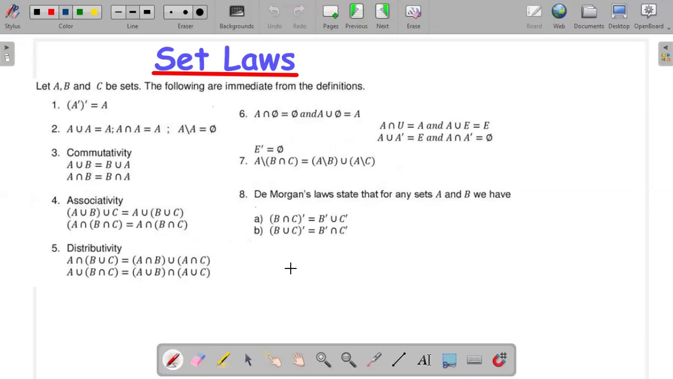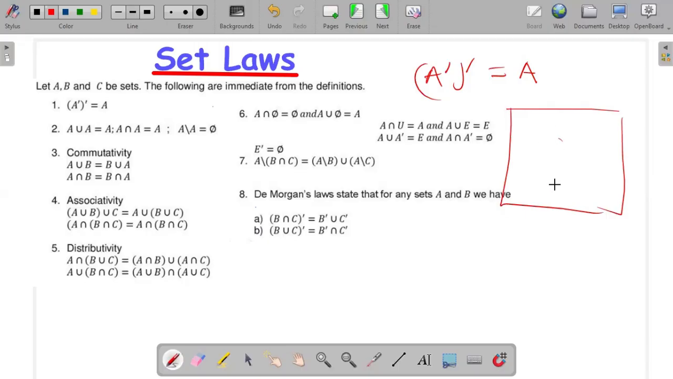So now we want to explain some set laws. Set laws. These are going to be essential when you're dealing with or simplifying sets. So the first part is telling us we have a complement. The complement of A's complement is just equal to what? To A. So we can show that even using what?